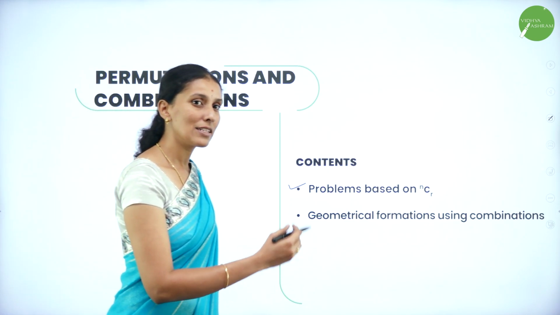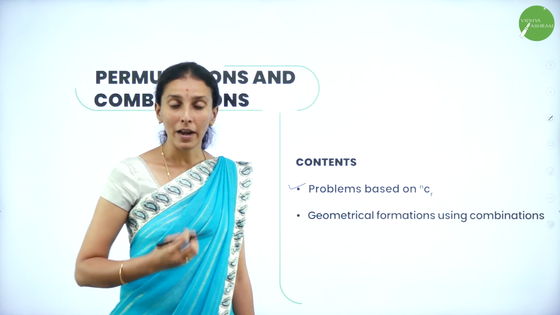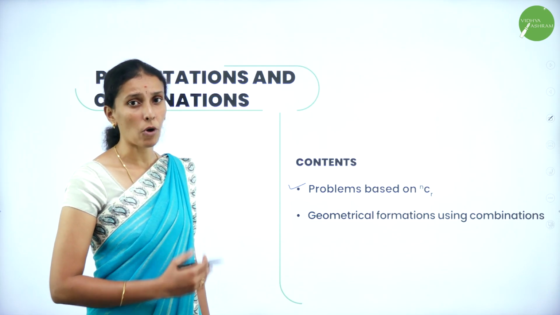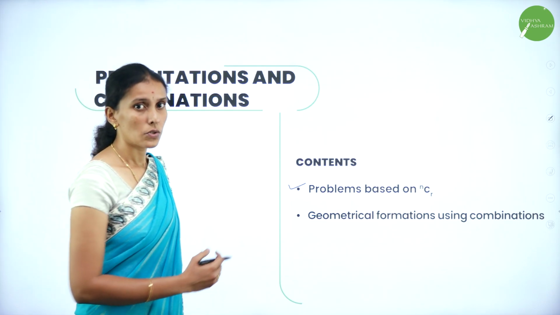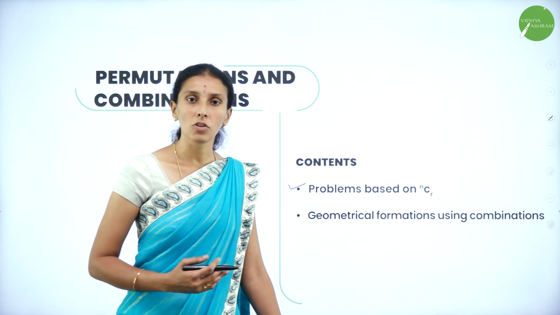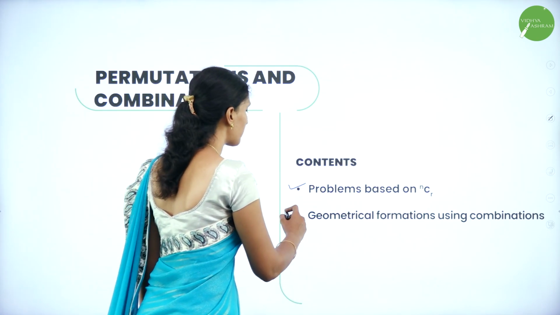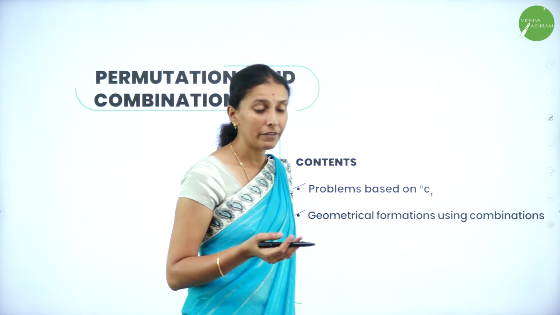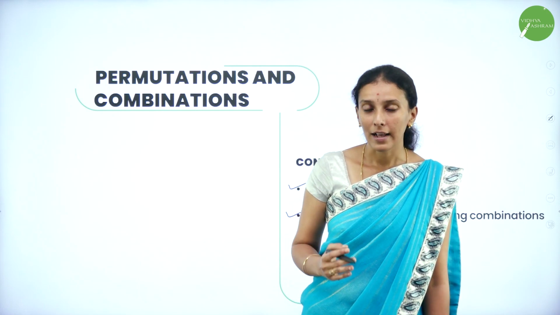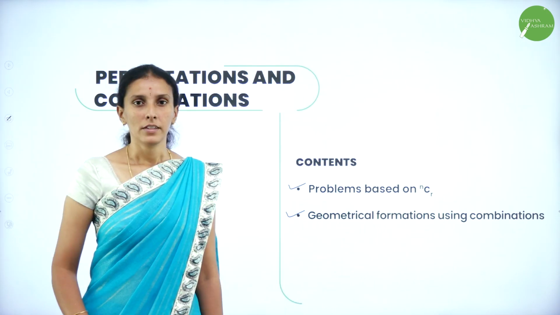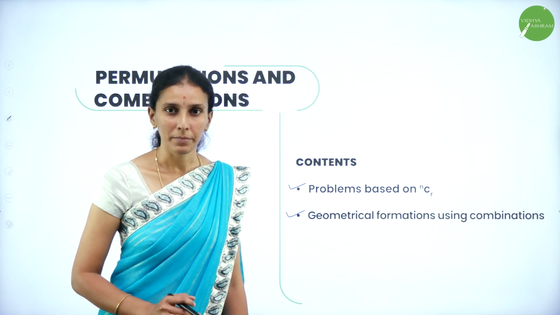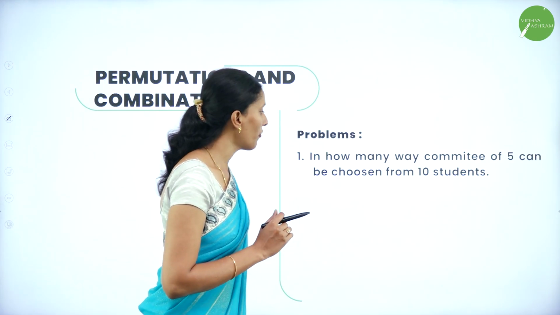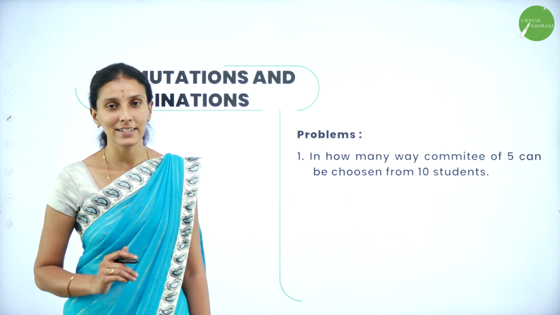In previous classes, we learned 1 mark and 2 marks questions to find the value of x, n, r using the properties of combination. So today we will be directly dealing with problems on nCr and also some geometrical formations using combination, that is what I have given under some important formulas of combinations. So let me start with my first problem: in how many ways can a committee of 5 be chosen from 10 students?